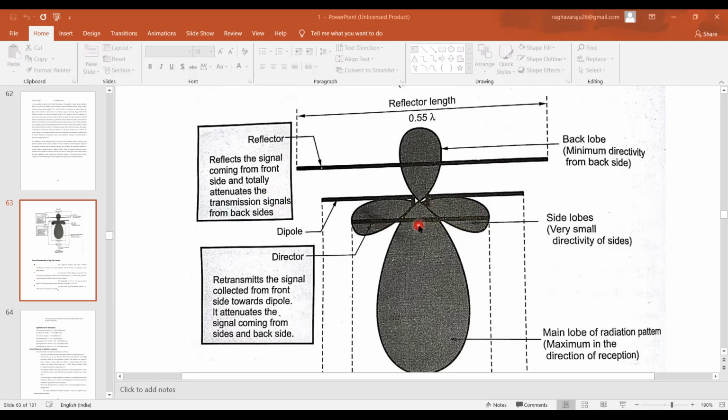And this is the director. It retransmits the signal collected from front side towards the dipole. It attenuates the signal coming from back side and side by side. This is the main lobe, which has maximum in the direction of reception. So finally, this is the total radiated signal, which has the particular beam width.